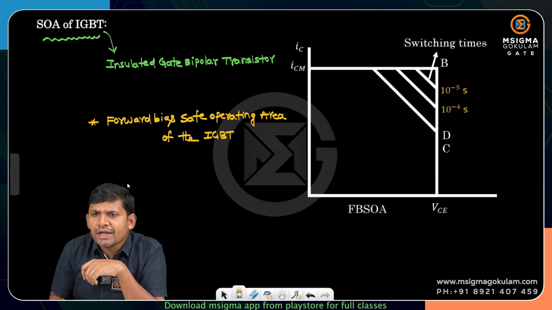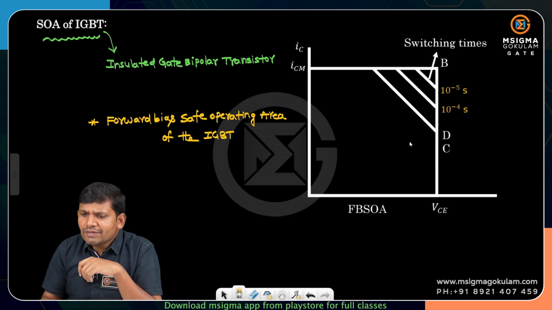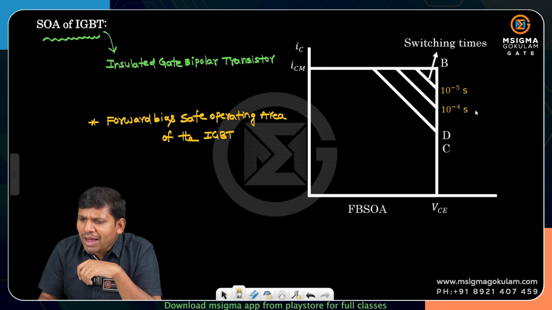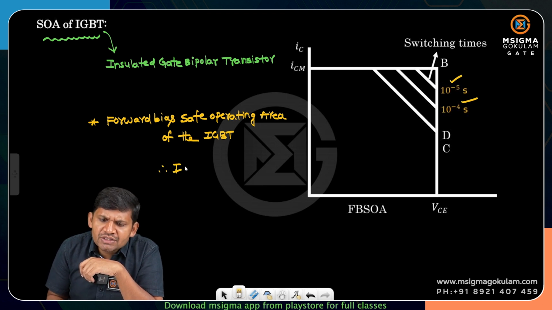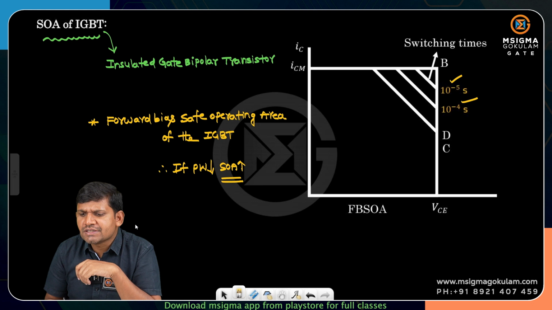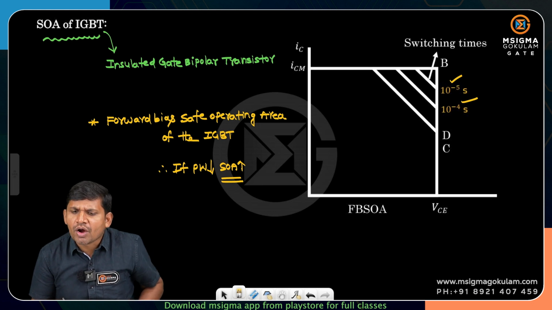IGBT, that is the insulated gate bipolar transistor. Here you see the same observation: if the pulse width decreases, from 10 power minus 5 seconds to 10 power minus 6 seconds, the safe operating area increases. That you have to concentrate on.